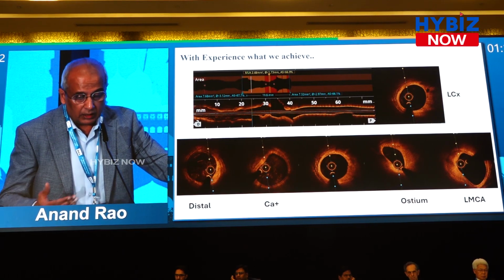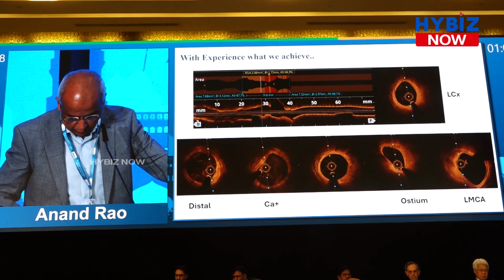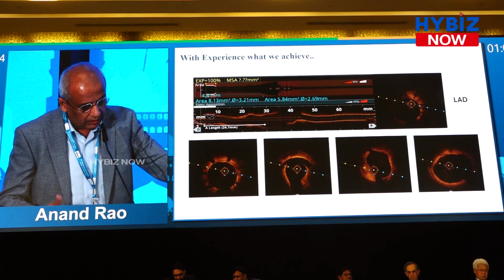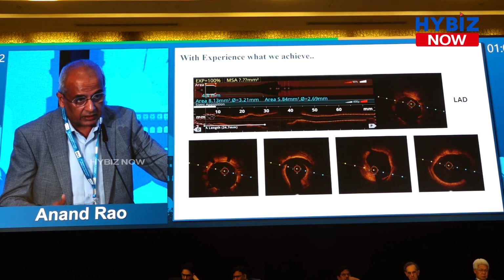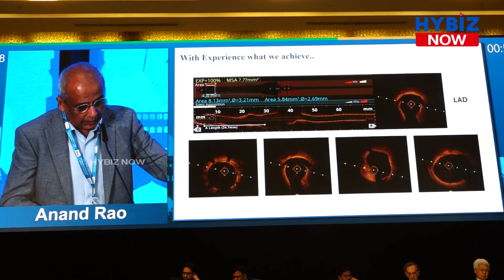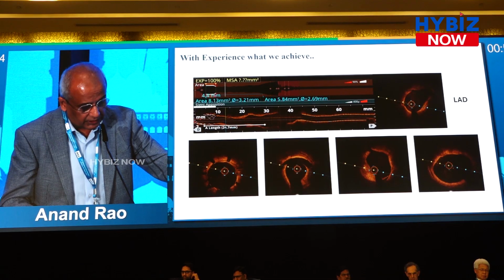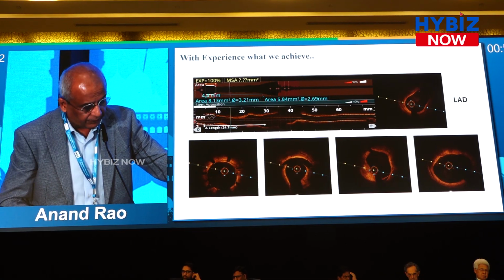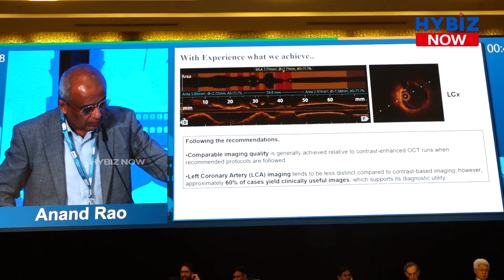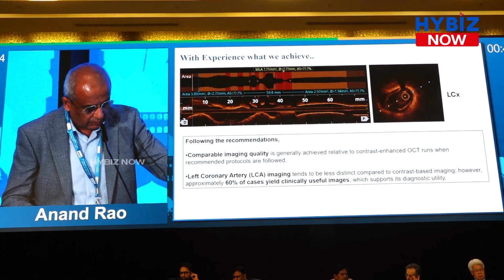So our way of injection and technique has improved. Now more and more we are doing saline OCT, and even LAD post-stenting. We can see the distal edge very well. We can see the distal dissections very well, which is a big concern. In this particular case, as you can see, the proximal part of the stent was dissected, and you can see the edge dissections very well, and also the left main. So we get good injections with saline, which is very good.